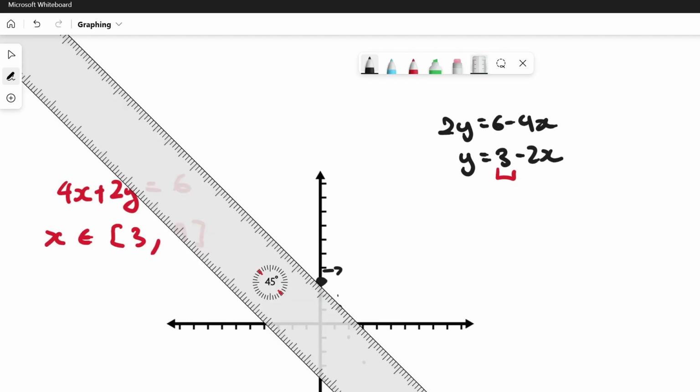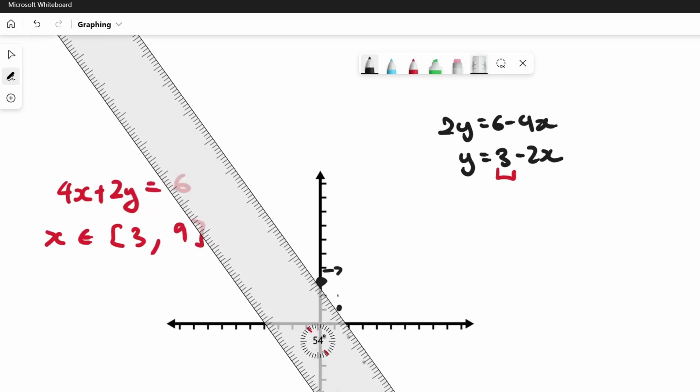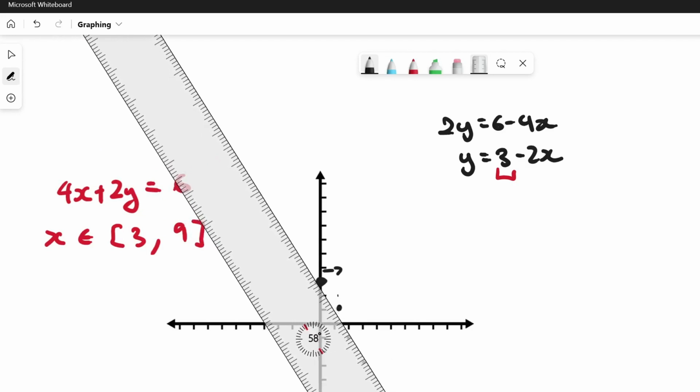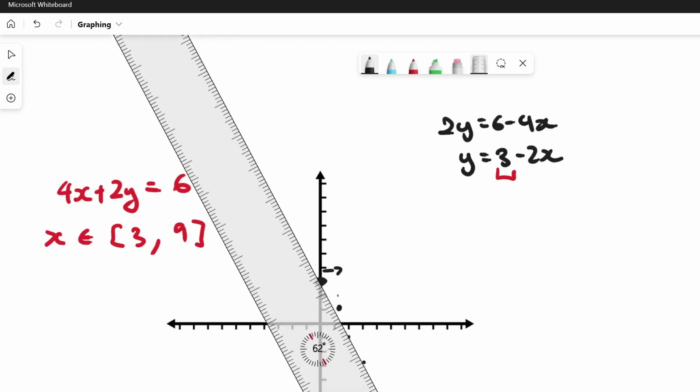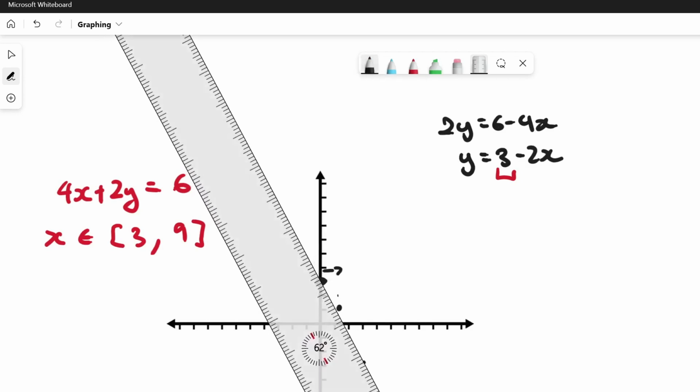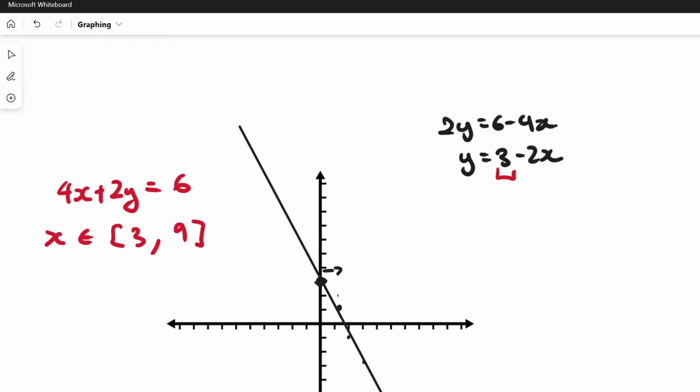and we can just get a ruler here, and we'll draw the graph. So that's what the graph would look like. Something like that. And now we need to plot the domain.